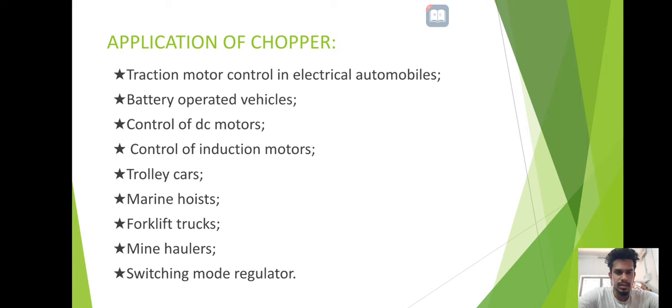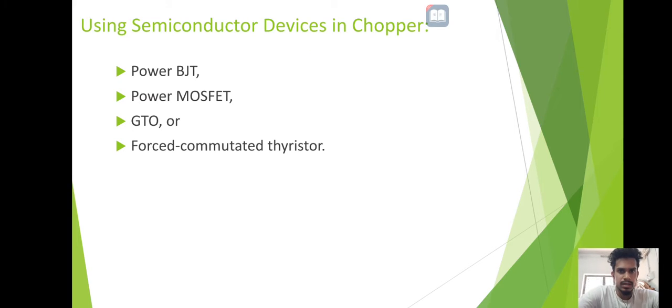Application of DC chopper: traction motor control in electronics, automobiles, battery operated vehicles, control of DC motors, control of induction motors, trolley cars, marine hoists, forklift trucks, mine haulers, switching mode regulator. Semiconductor devices used in a chopper: BJT, power MOSFET, GTO or force commutated thyristor.